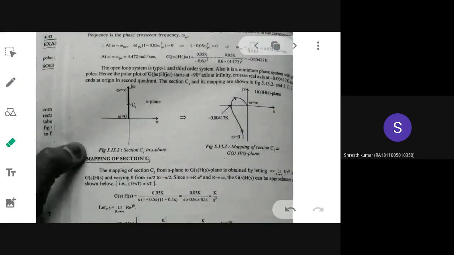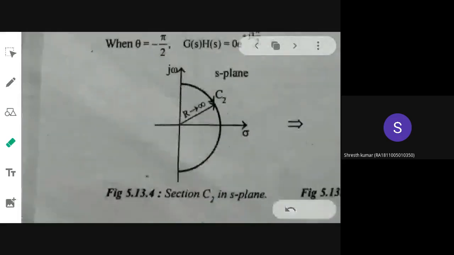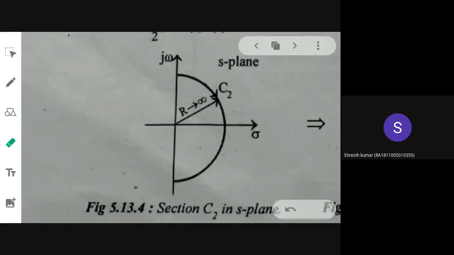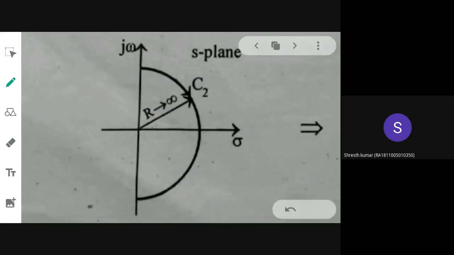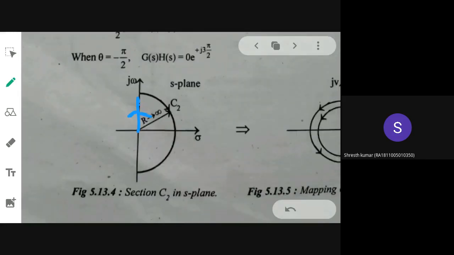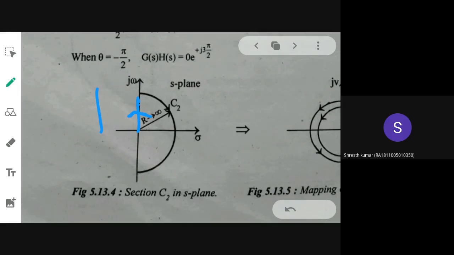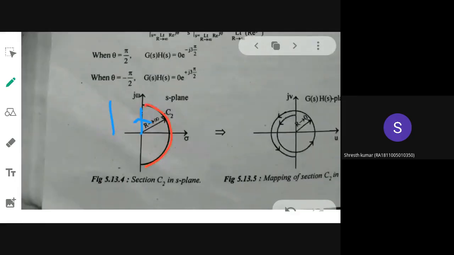The next segment is your arc. We are done with the previous segment; that calculation is over, and the map is a polar plot, as we discussed earlier. Now we move on to the next segment, the infinite arc, whose radius is infinity and whose angle of travel is from pi by 2 to minus pi by 2. You have to check in which direction it runs.